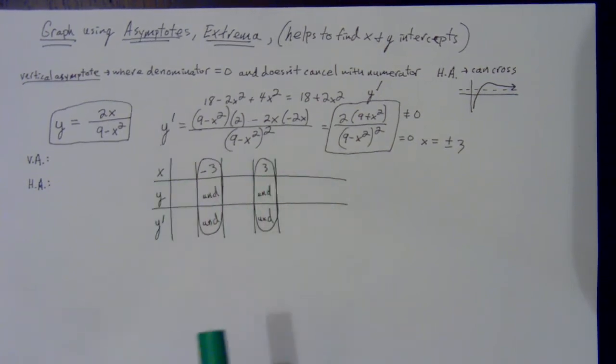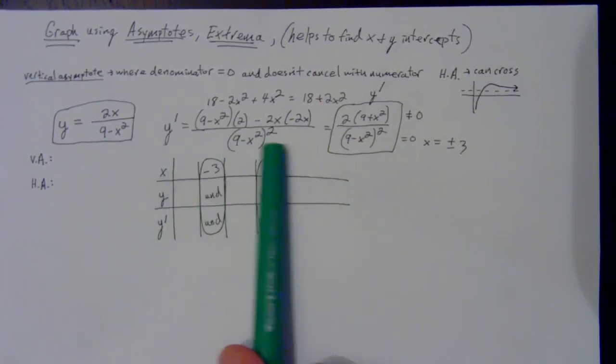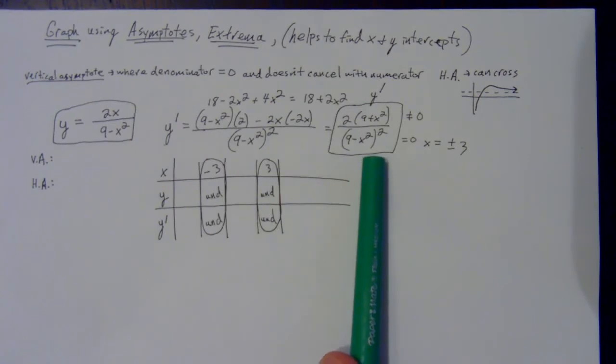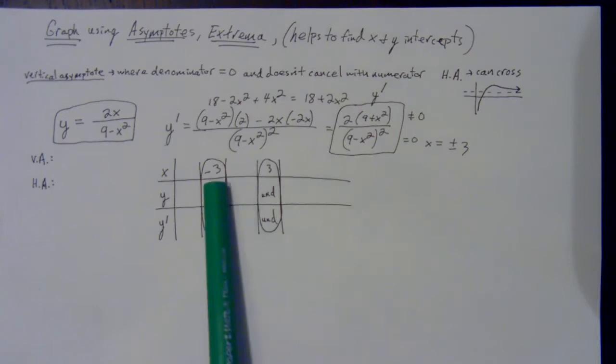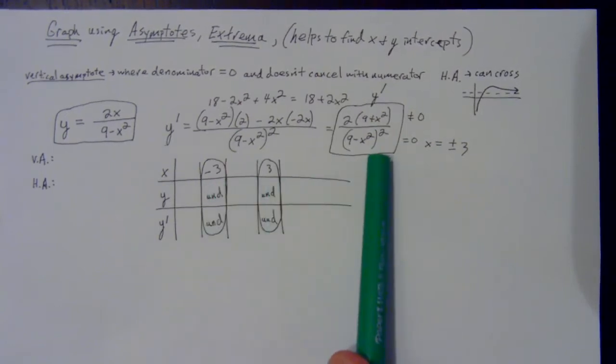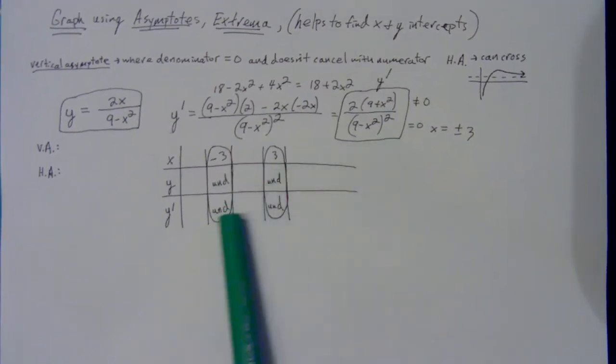That's it. Don't worry about the second derivative of this section. You just find your first derivative on your own. I already did it for us to save us some time there. And then you set the top and the bottom equal to 0, get your critical number. So -3 and +3, that's where the bottom of that derivative is undefined. So I got undefined there.